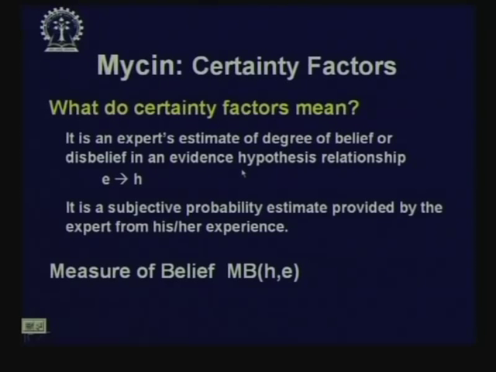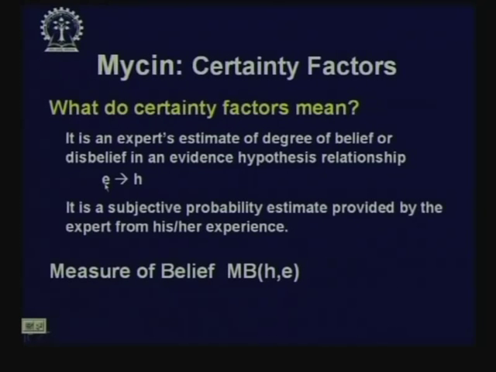What do certainty factors mean? It is an expert estimate of the degree of belief or disbelief in an evidence-hypothesis relationship. We will be dealing with this sort of relationship quite frequently for a while. E implies H. That means, given this evidence E, we conclude this evidence leads to this hypothesis H. H stands for the hypothesis and E stands for evidence.